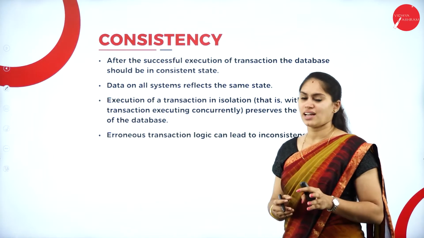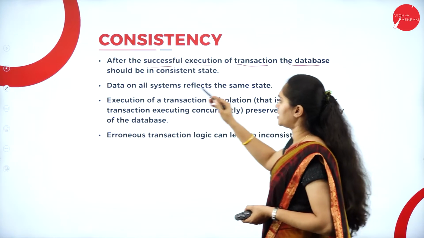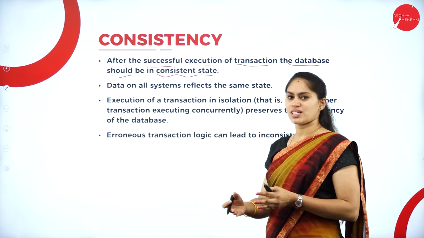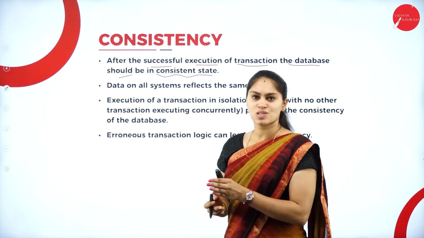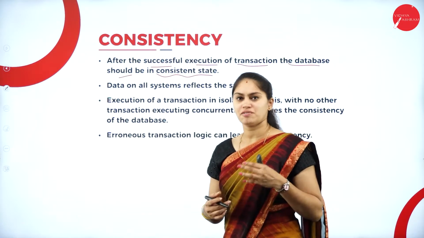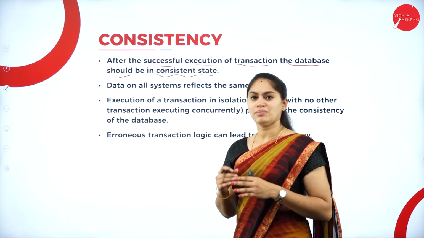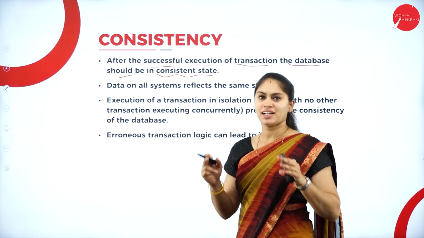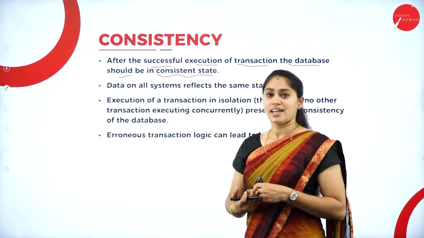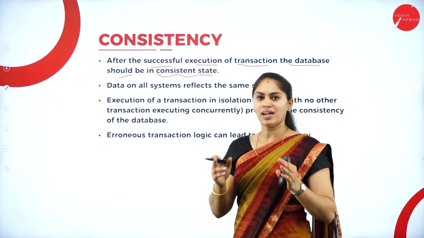So next we have C, that is consistency. After the successful execution of a transaction, the database should be in a consistent state. So it has to reflect the changes that have been made after a completely successful transaction. For example, imagine I am going to send 5,000 from my account to someone's account. If 5,000 is deducted from my account, then that has to be reflected in my account balance. For example, if I have 15,000 and I am sending 5,000, then once I check the balance after the execution of the statement, it has to show me 10,000.